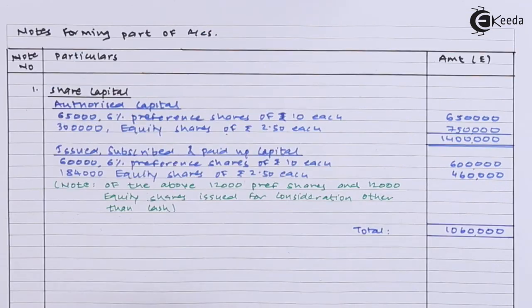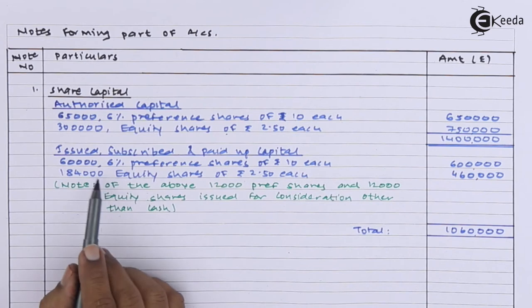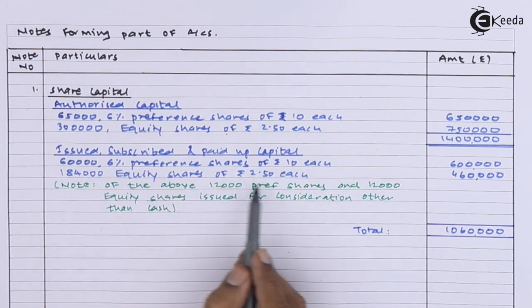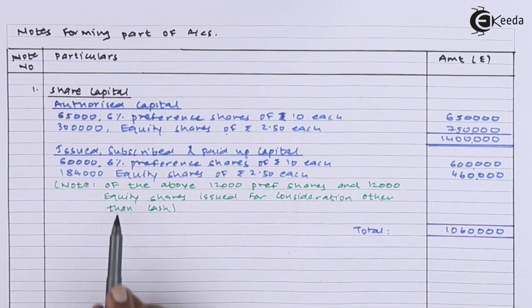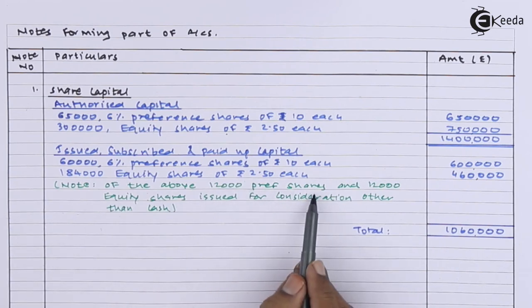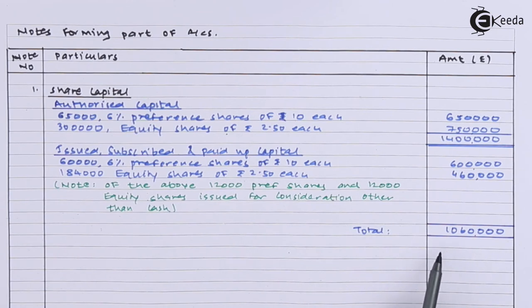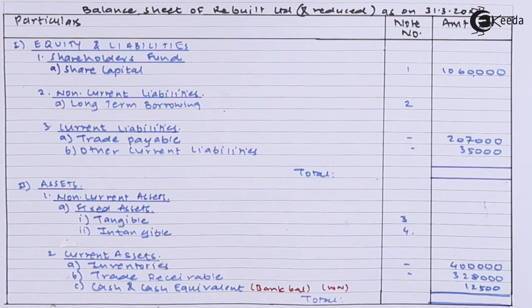Let's write that. So friends, here is your issued, subscribed and paid up capital also. 60,000 6% preference shares of 10 each, 1,84,000 equity shares of rupees 2.50 each. Note, of the above 12,000 preference shares and 12,000 equity shares were issued for consideration other than cash. We issued these shares in settlement of loan. So this I have mentioned because we have not received cash, it is against a loan. So friends, this I will put in my balance sheet. We are done with note number 1.